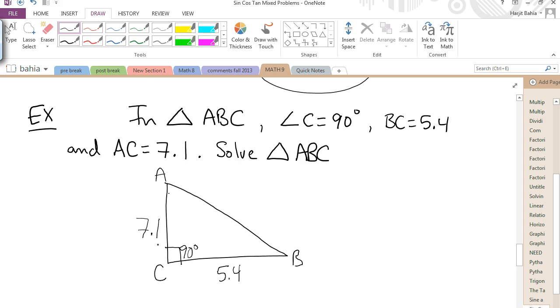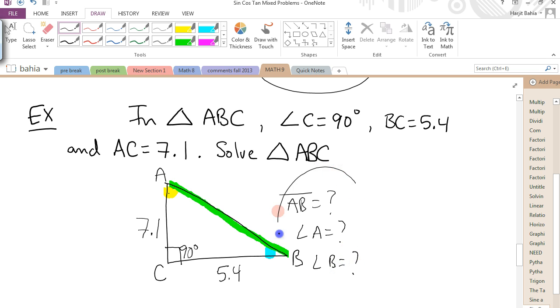So now what you have to do is figure out the unknown things. What's unknown? We don't know what side AB is, so we have to solve for side AB. And we don't know angle A, and we don't know angle B. So we have to figure out those three things. I'm going to give you some time. You do that on your own as part of your skill testing questions.